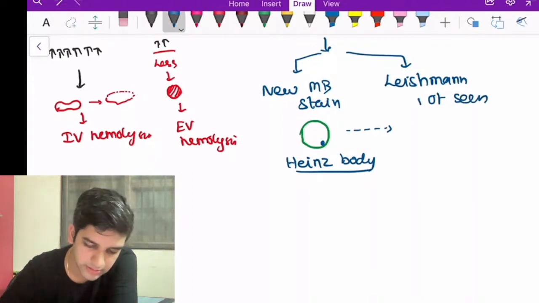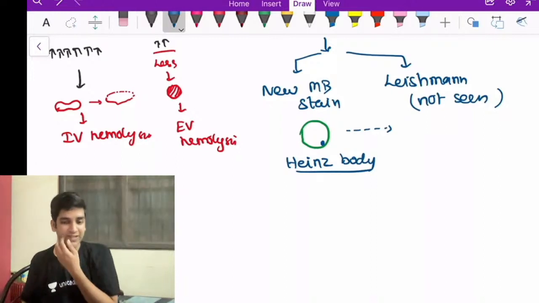You can't see a denatured protein in a Leishman stain, right?